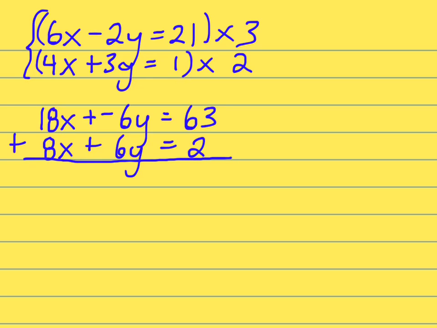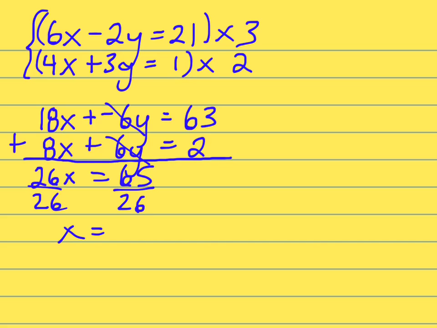Then I'll have 18 plus 8, which gives me 26x. The y's cancel, and that's equal to 63 plus 2, which is 65. Now I divide both sides by 26. X is equal to 65 over 26. Not a nice number at all, really, but it works out pretty good: 2.5. Now I need to solve for y.